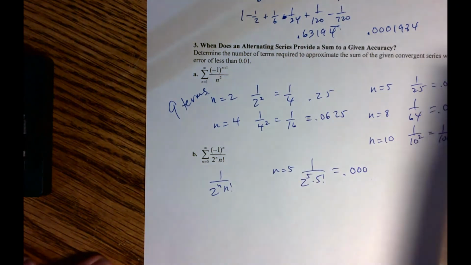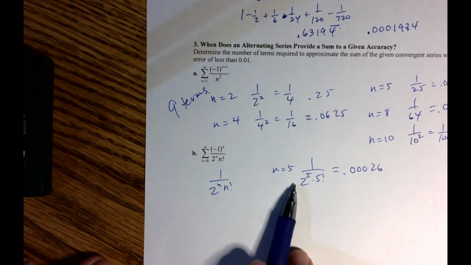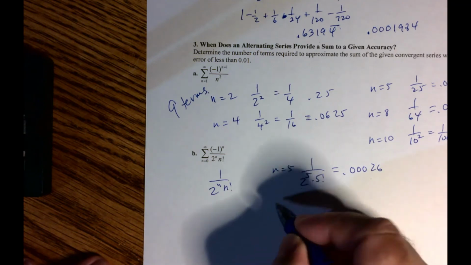That's 0.000, right? It's 10 to the negative 4, 26. So I went too far. So 5 was too big from the get-go. So let's try 3. N equals 3.